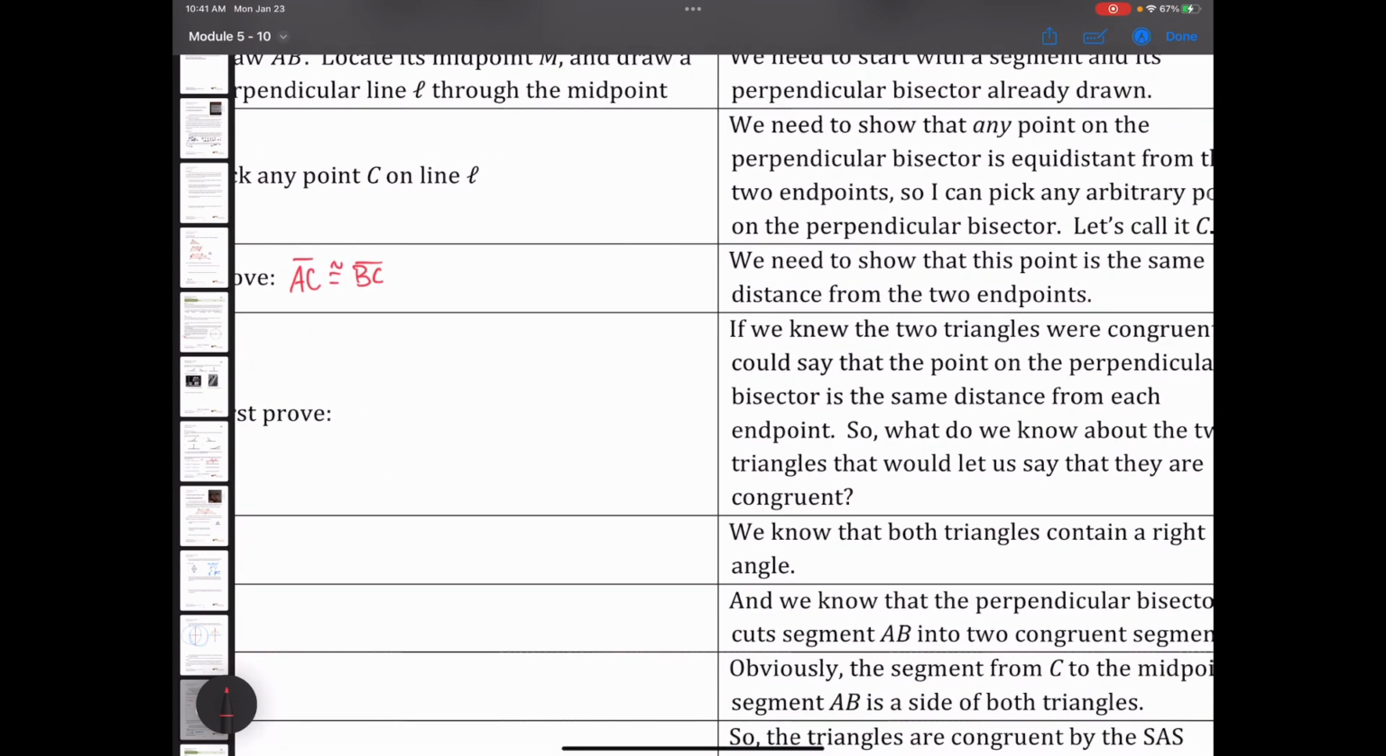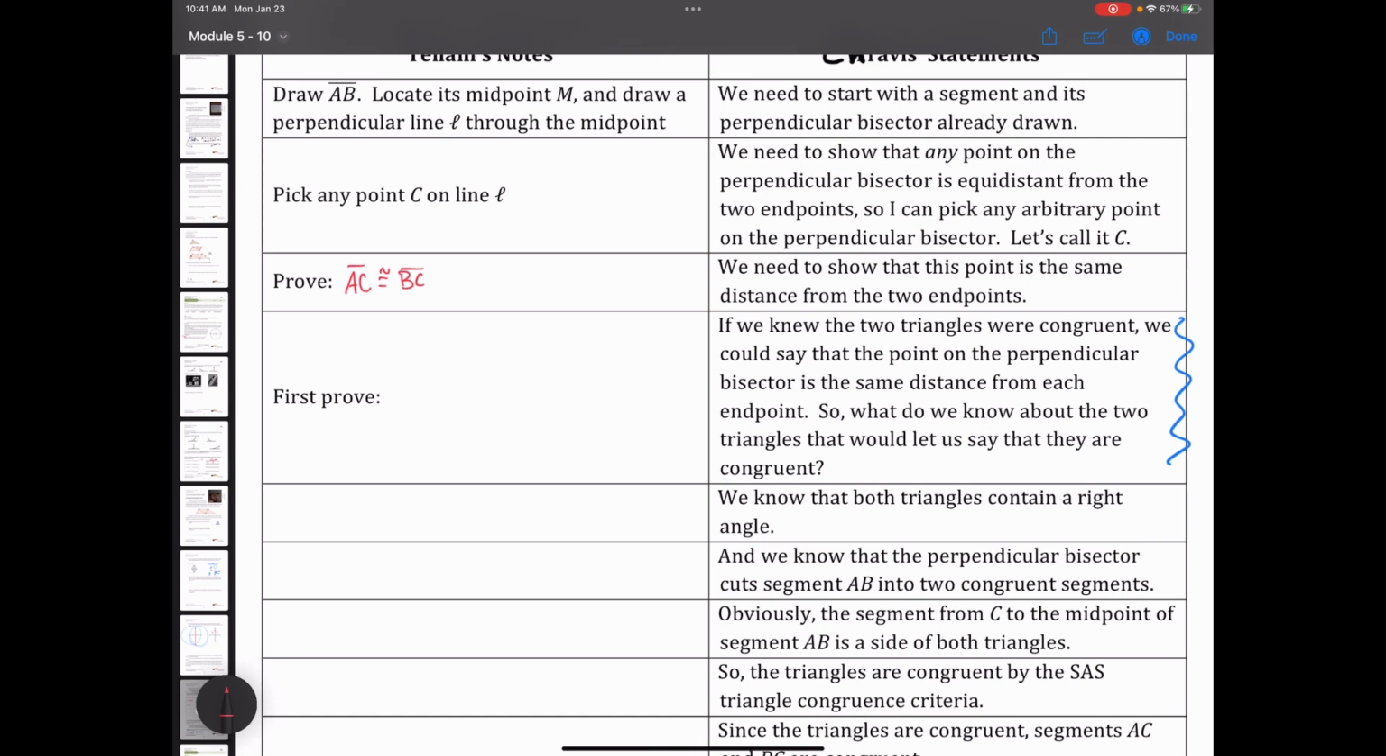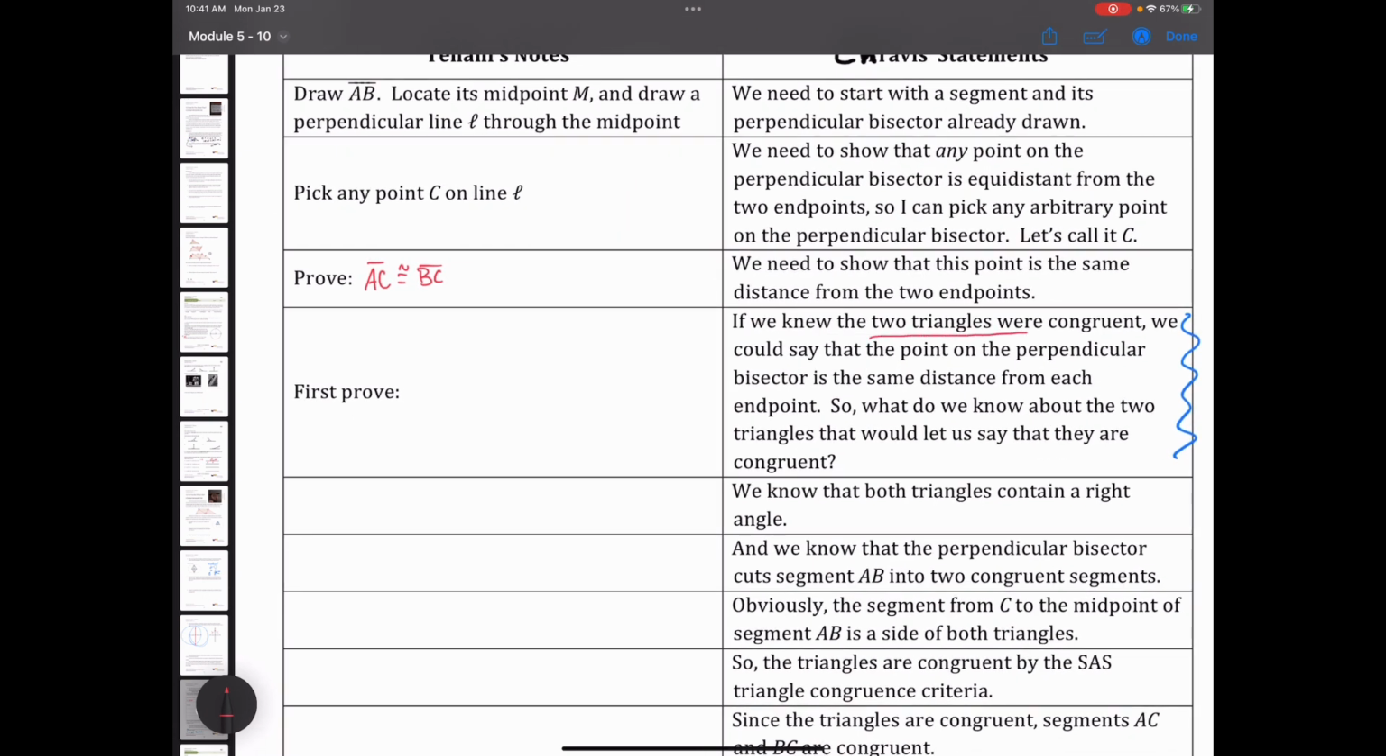Okay, now Travis says, let's see, Mia, will you tell us what Travis says? If we knew the two triangles were congruent, we could say that the point of the perpendicular bisector is the same distance from each endpoint. So what do we know about the two triangles that would let us say that they are congruent? Very nice. So what should we first prove then? Before we can prove that, we need to first prove that the triangles are congruent.